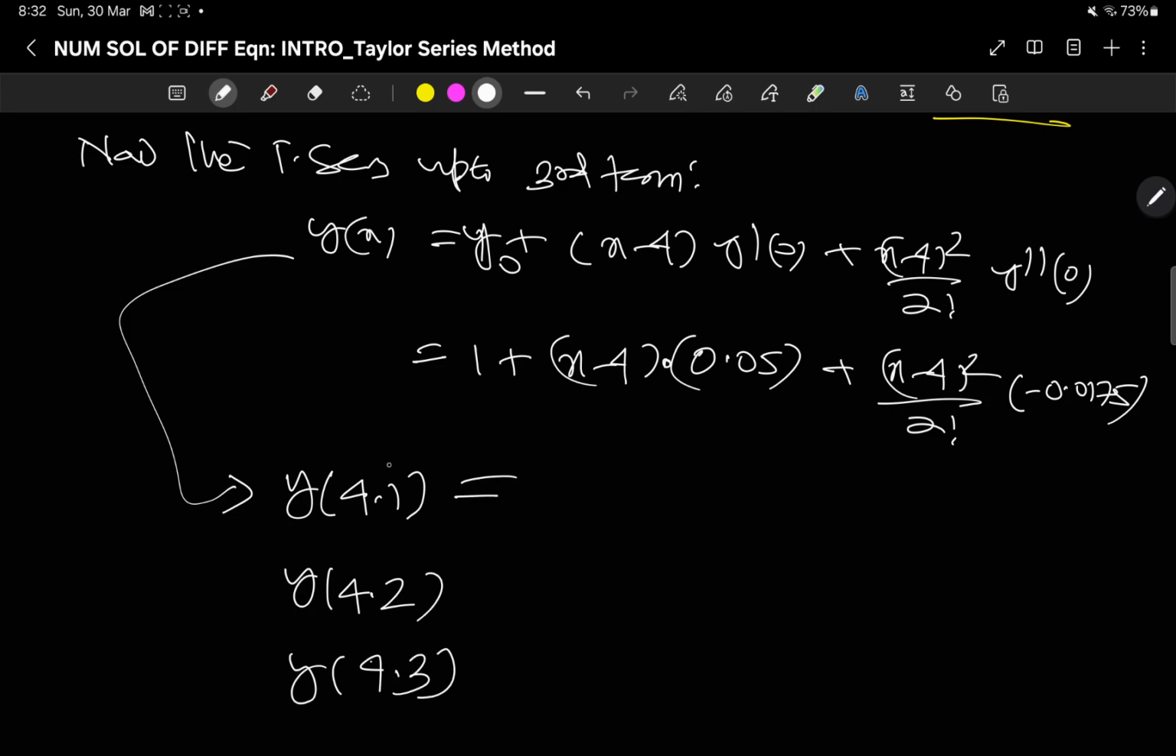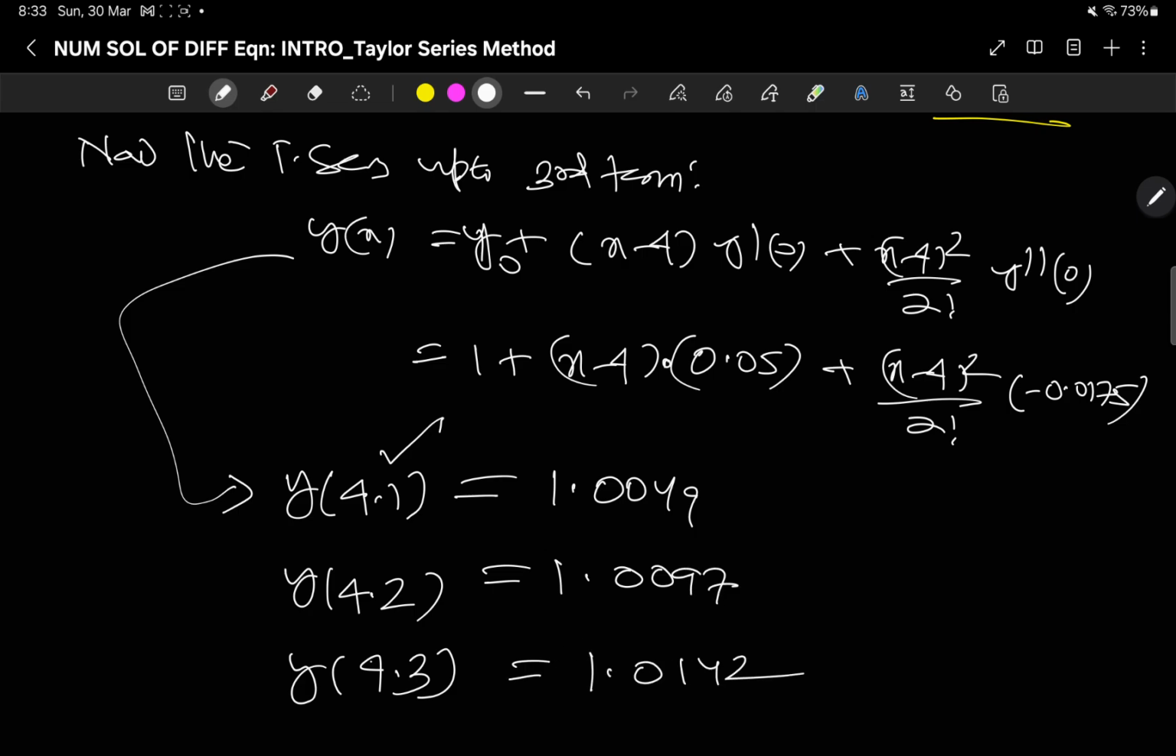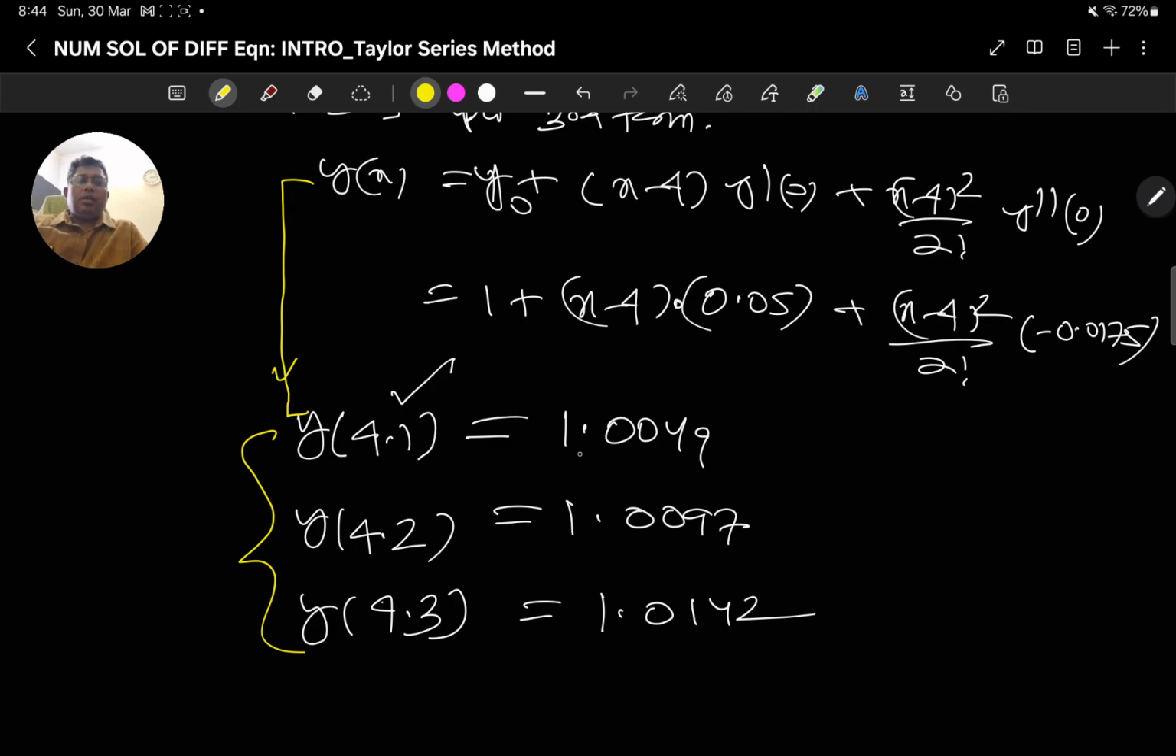Consequently, we find y of 4.1, y of 4.2, y of 4.3. Just replace x as 4.1. It will be 1.0049. Then 1.0097. Then 1.0142. So in this way we will find the solution up to 4 decimal places.